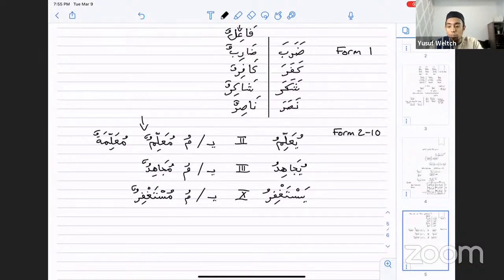So how do I make it plural? For instance, masculine plural. Mujahidun. Mujahidun is marfu' and mujahideen is mansub or majrur. Okay, let's try mustaghfirun. I want to make it feminine but dual. How do I do that?